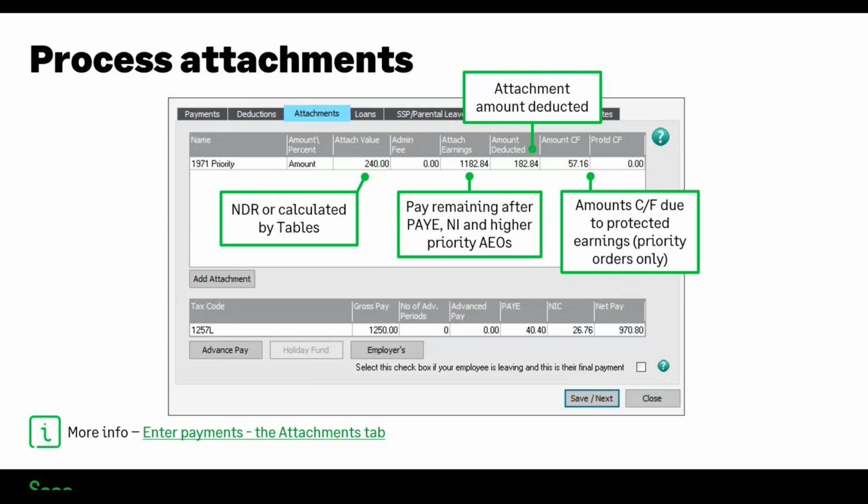You've then got the admin fee, which is £1 if you've set that up. The attachable earnings, which is the pay remaining after tax and national insurance. And then the amount deducted, which is what's being taken, which obviously can be affected by protected earnings. Then if it's applicable, you will have carried forward amounts, again due to protected earnings, but this is only for priority orders.